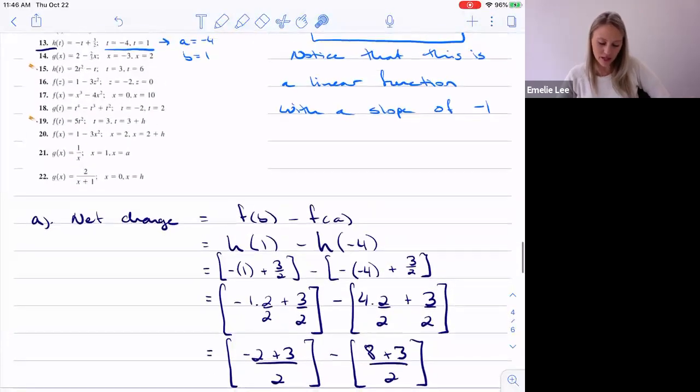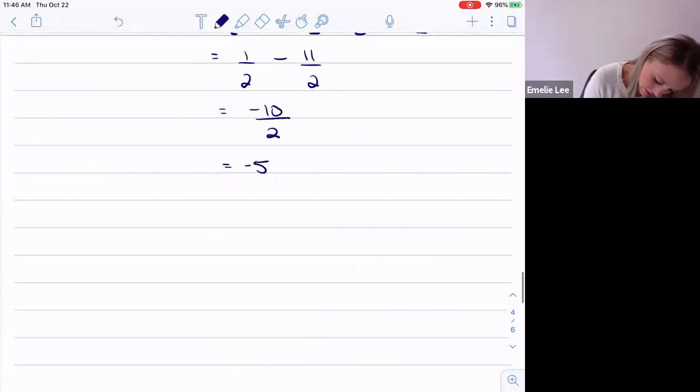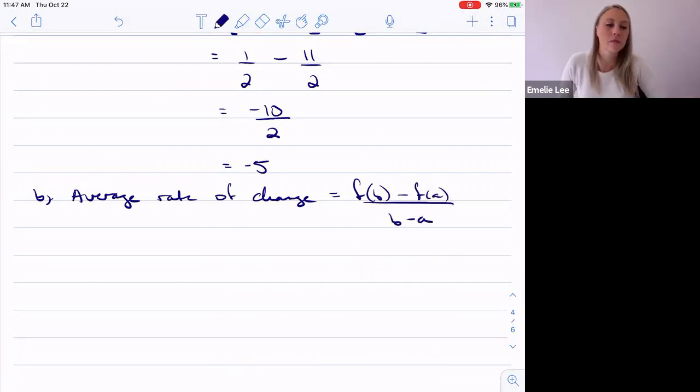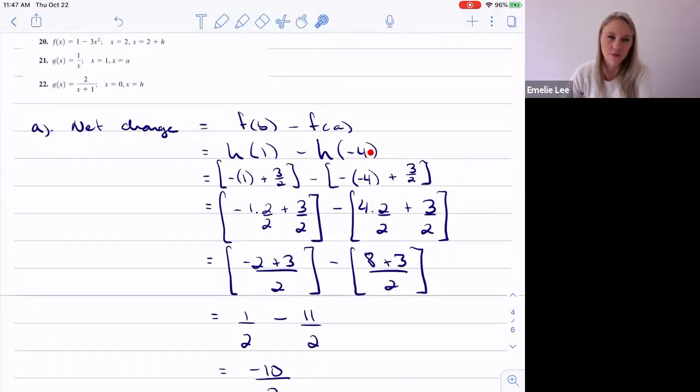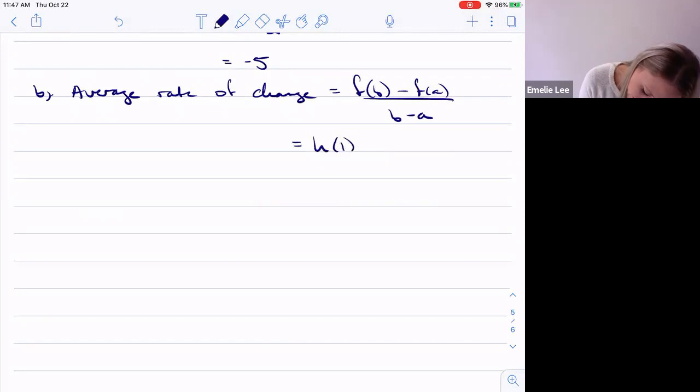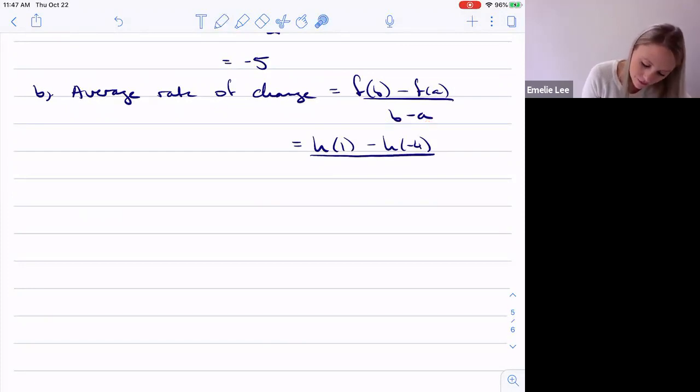So now it's time to do the average rate of change. The average rate of change is f of b minus f of a divided by b minus a. And I know f of b minus f of a, which is really h of 1 minus h of negative 4. So I'm going to rewrite it in terms of this function. So this is h of 1 minus h of negative 4 divided by b, in this case 1, and a is negative 4. 1 minus negative 4.